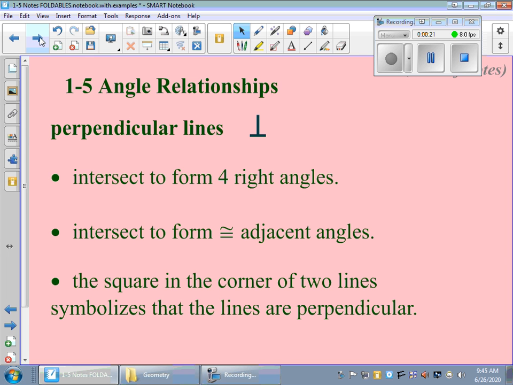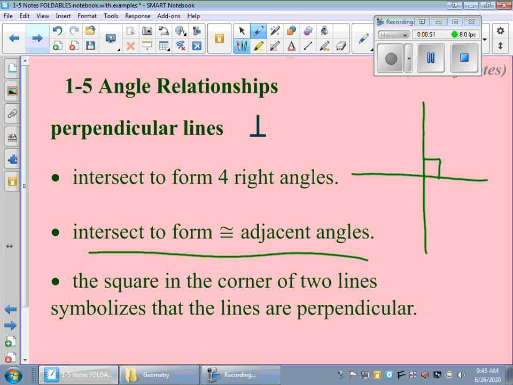So for angle relationships, on the back of our foldable notes, we would talk about perpendicular lines. This is an example of perpendicular lines. How do we represent perpendicular lines? They intersect to form four right angles. So the first thing you do is mark that. That tells us we have a right angle, and from this definition we know we have perpendicular lines. If we have perpendicular lines, they intersect to form congruent adjacent angles.